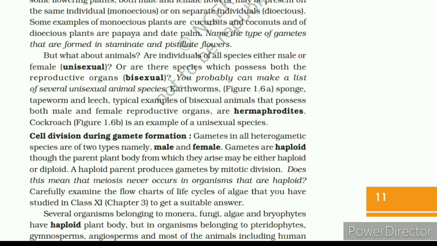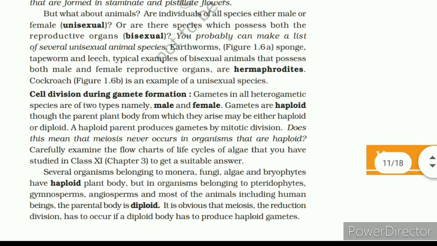Cockroach is an example of unisexual species. Cell division during gamete formation. Gametes in all heterogametic species are only of two types, male and female. Gametes are haploid, though the plant body from which they arise may be either haploid or diploid. A haploid parent produces gametes by mitotic division.